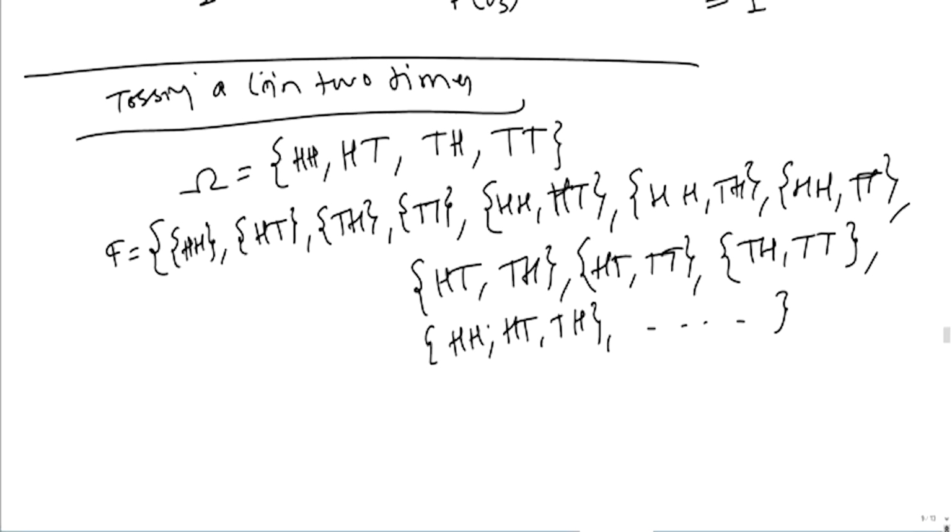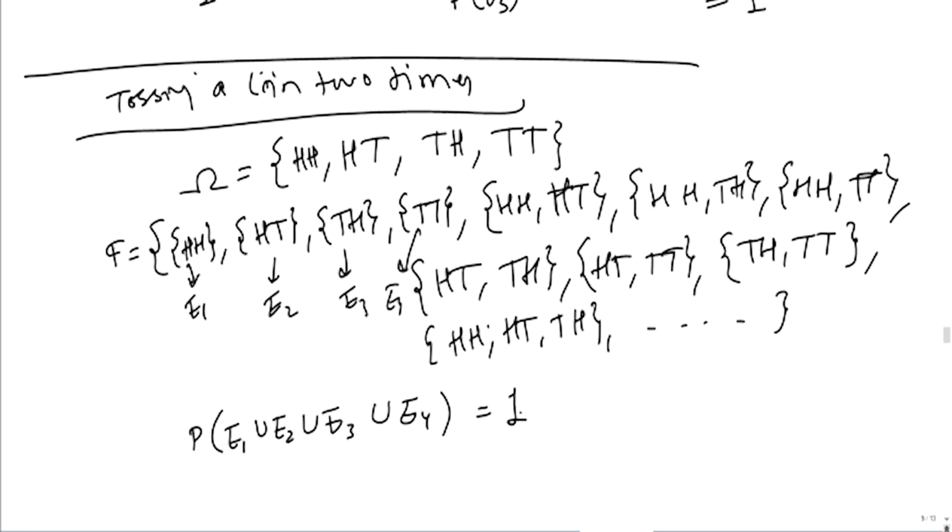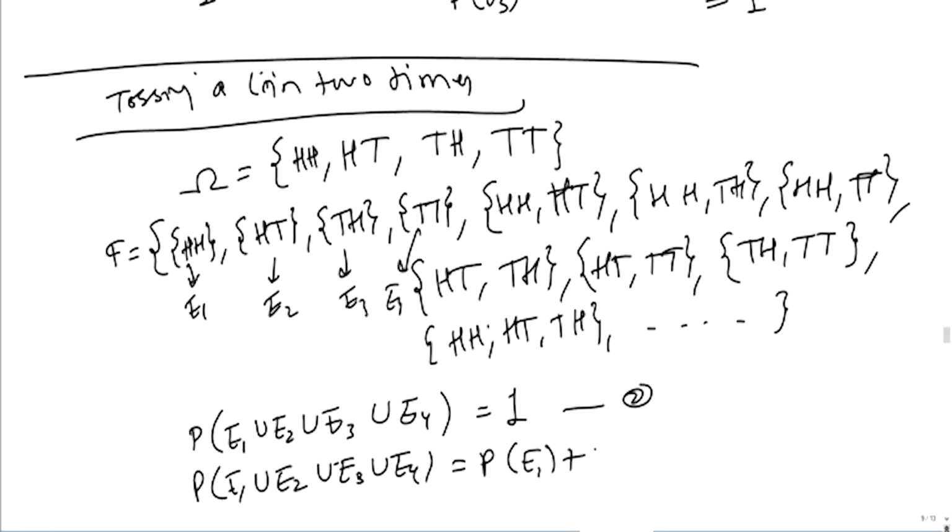So let us apply the 3 axioms here and see what it would imply, right? So the second axiom would say that the probability that one of the elementary events occurs, let us call them E1, E2, E3, E4. There are 4 elementary events now. Okay? So the probability of E1 union E2 union E3 union E4 is equal to 1. Okay, so this is what the second axiom says. The third axiom would say that the probability of E1 union E2 union E3, because these are all mutually exclusive, would be equal to the summation of their individual probabilities. Okay.